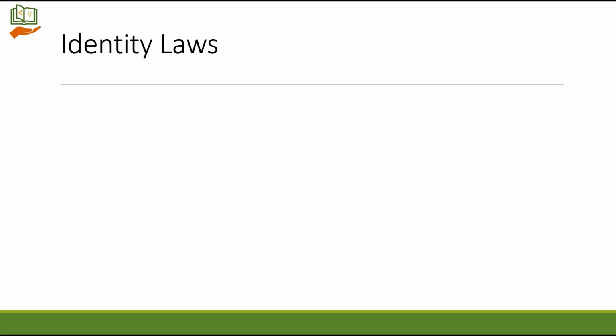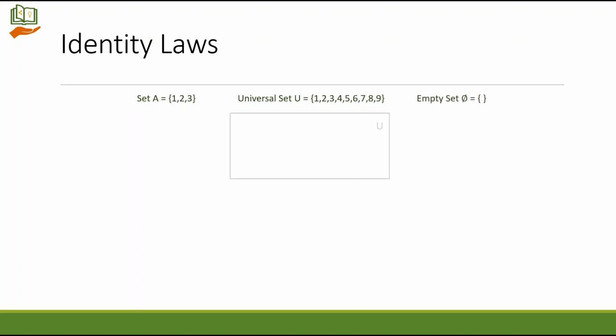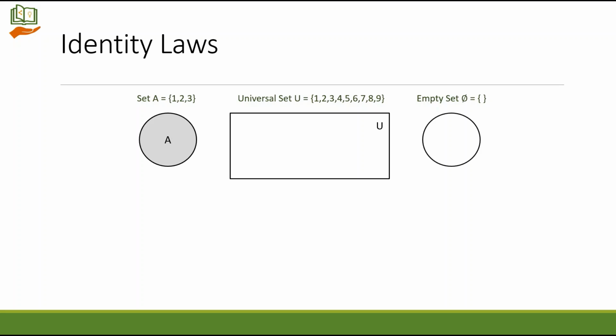Let's start with the identity laws, but before that, we will first see the universal set and the set A with which we are going to work. The universal set has the integers 1, 2, 3, 4, 5, 6, 7, 8, 9. We have the set A which has 3 elements 1, 2, 3, and we have an empty set also. We represent the universal set this way. We will represent set A using shaded notation and the empty set without anything inside.